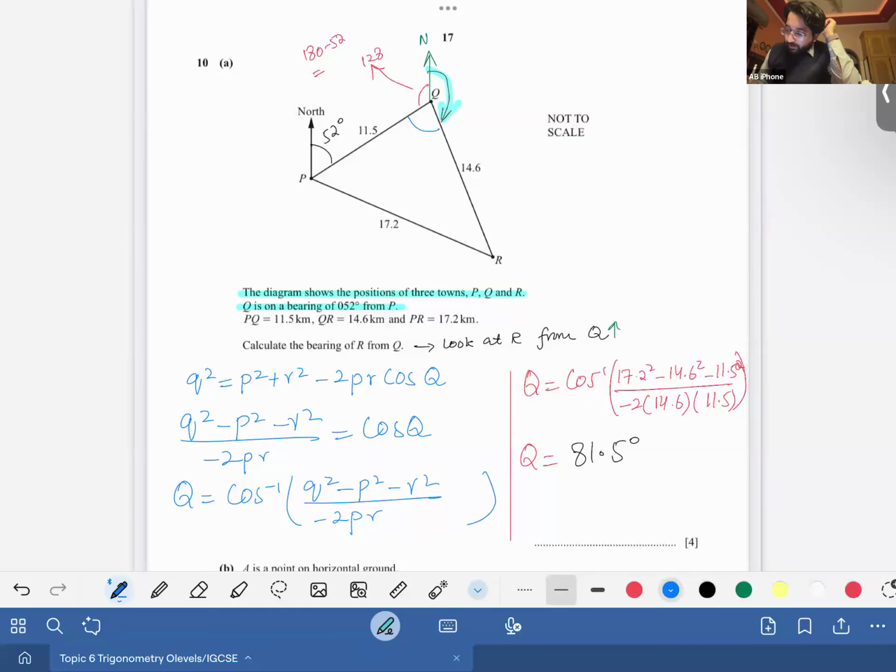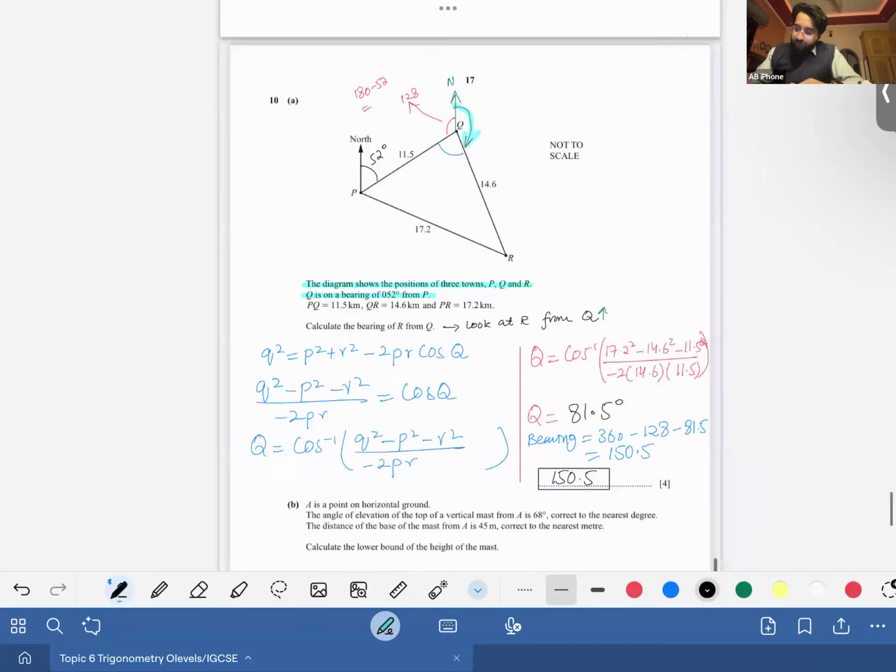81.5 is fine. So bearing is 360 minus 128 minus 81.5. Vadan, what is the answer? 360 minus 128 minus 81.5. Sir, there is some problem with my calculator, I will get a new one tomorrow. So 150.5. Thank you everybody, so it's done.